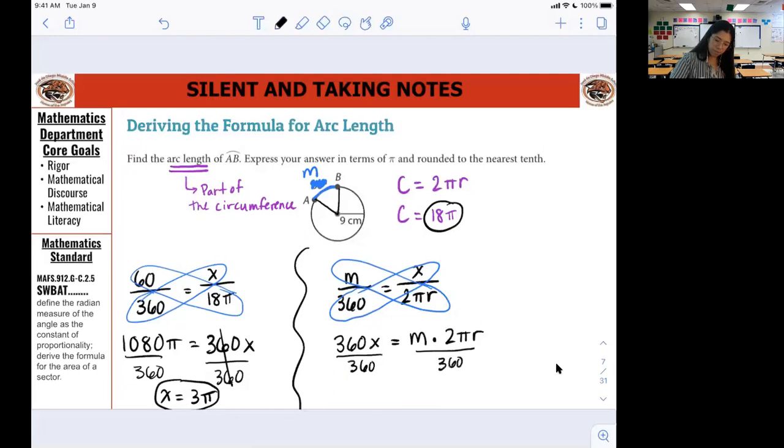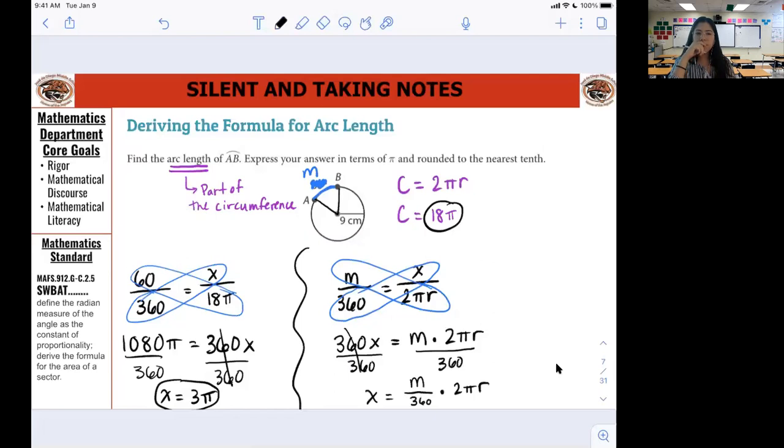Wait, Miss, what does the m represent? Oh, the measure of the arc. The measure of the angle, yeah, or the arc. So here's my formula. It looks a little challenging, but let's just see what this formula has. In that formula, I have m over 360 times 2 pi r.